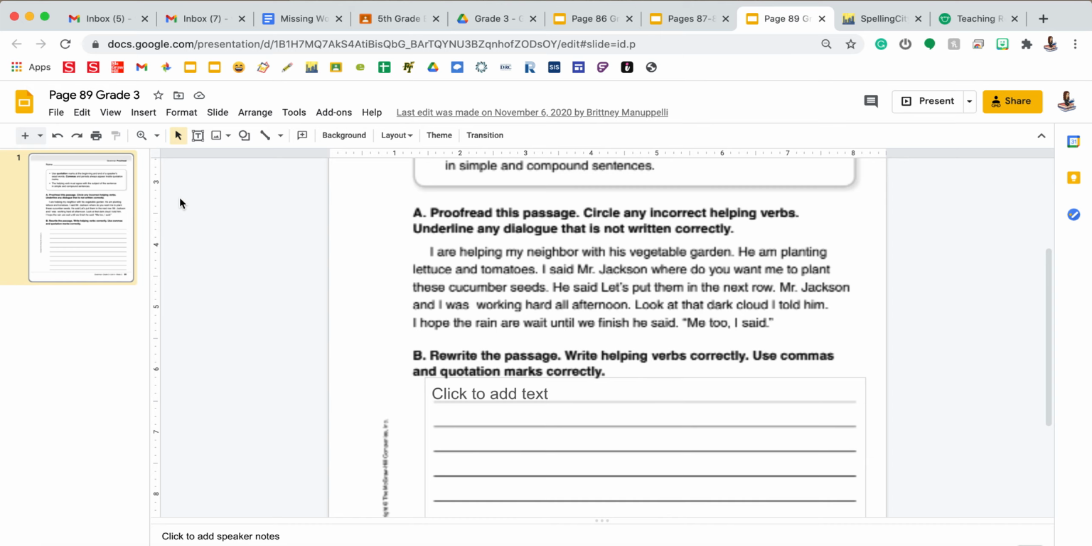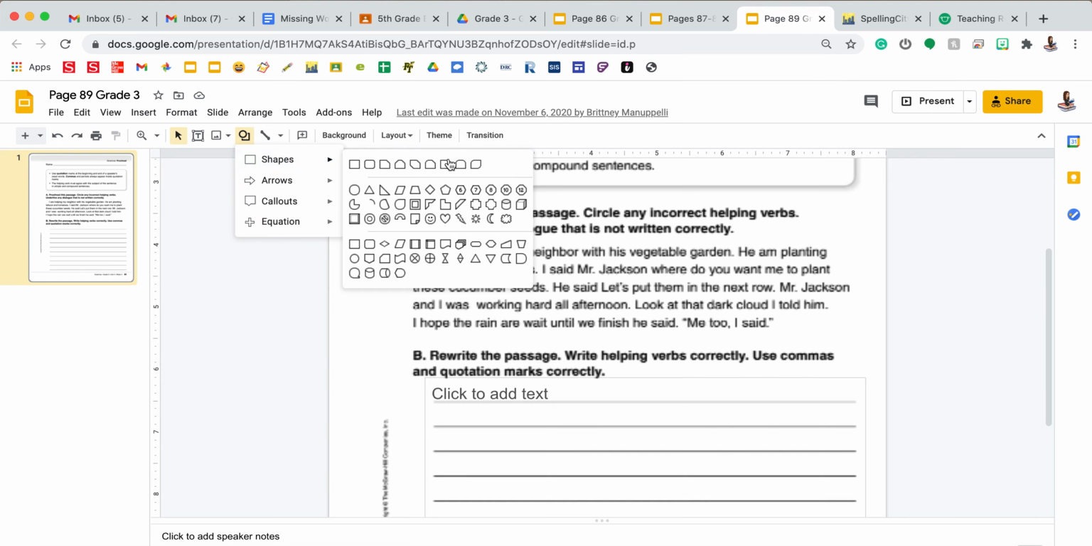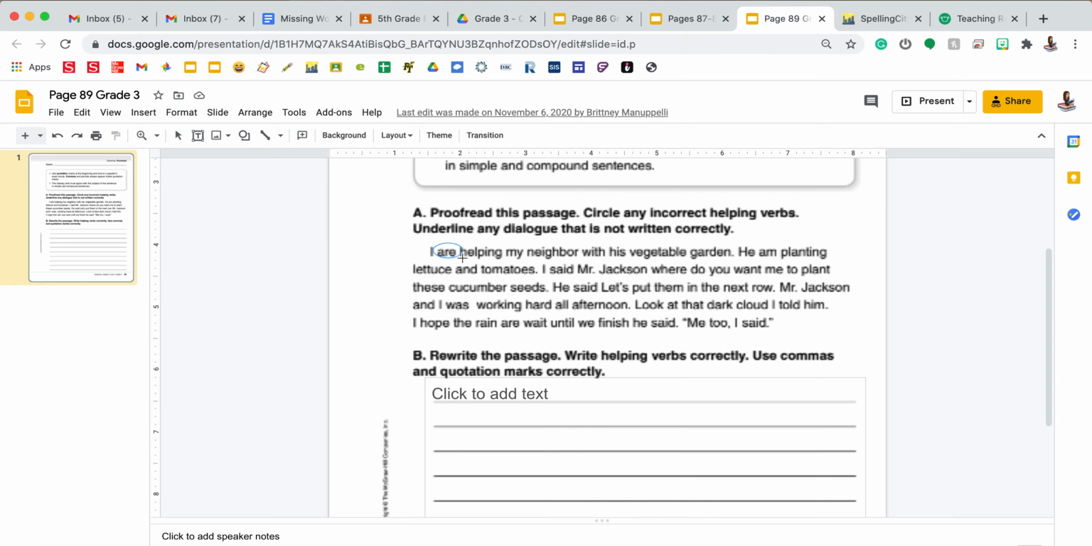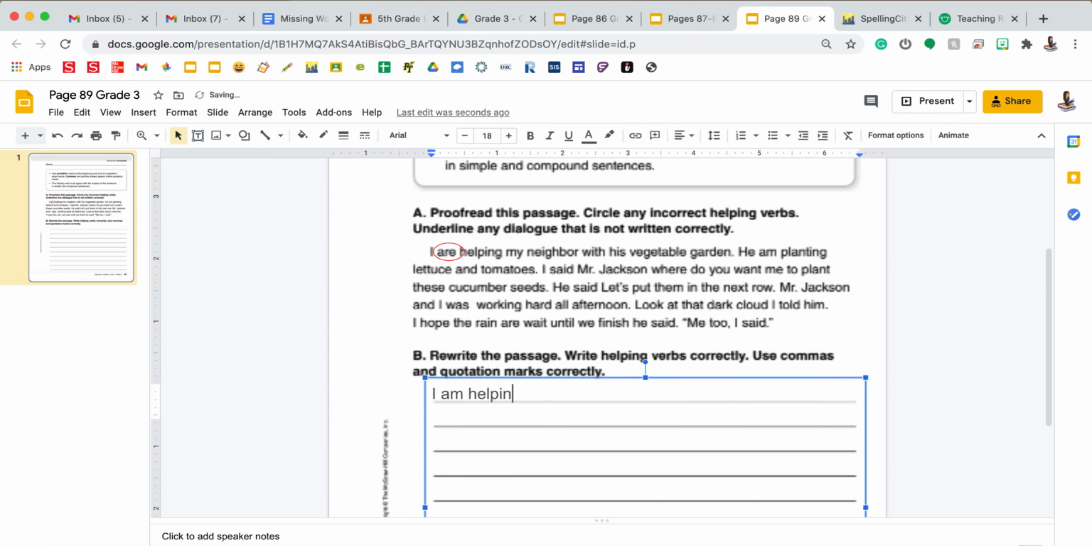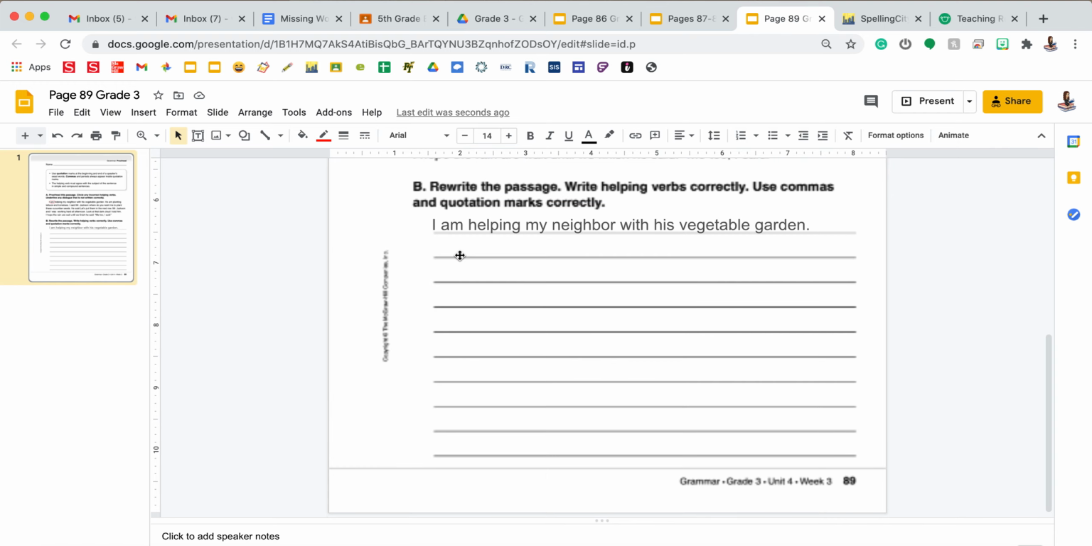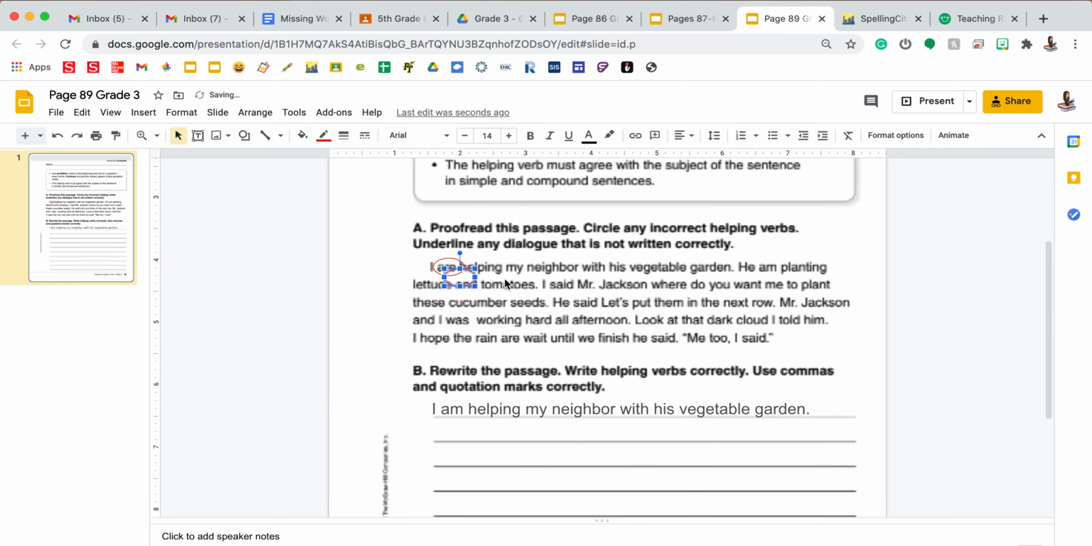Let's look at a couple of sentences together. So the first sentence says, I are helping my neighbor with his vegetable garden. There is a mistake with a helping verb there. Are should be am. I am helping my neighbor with his vegetable garden. He am planting lettuce and tomatoes. There's another mistake in the use of a helping verb. Am in this sentence should be is: he is planting lettuce and tomatoes.